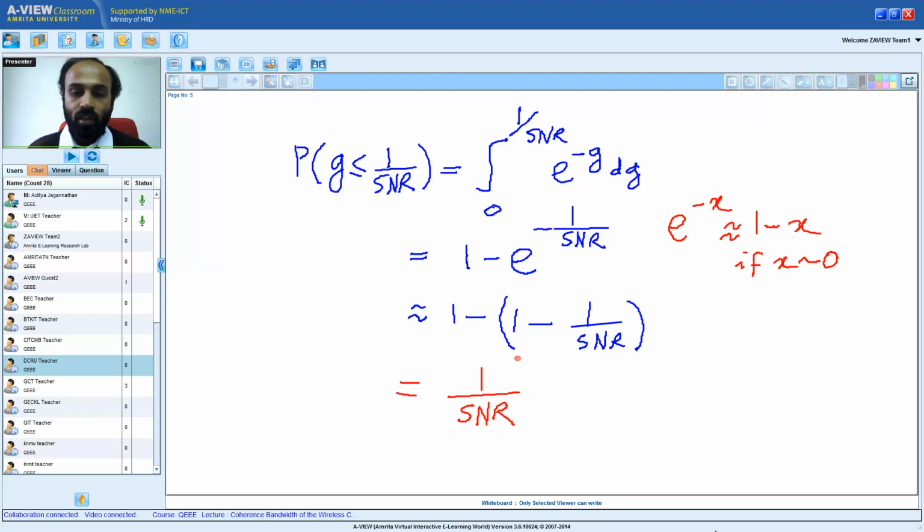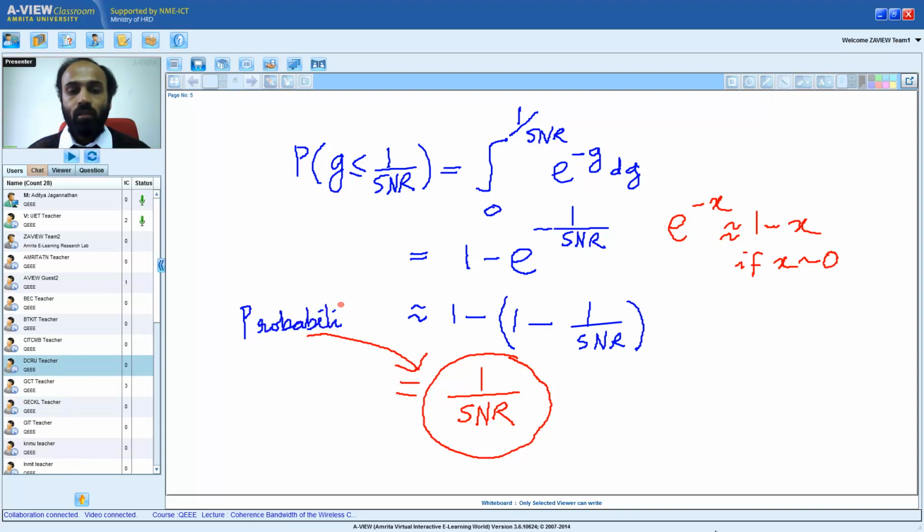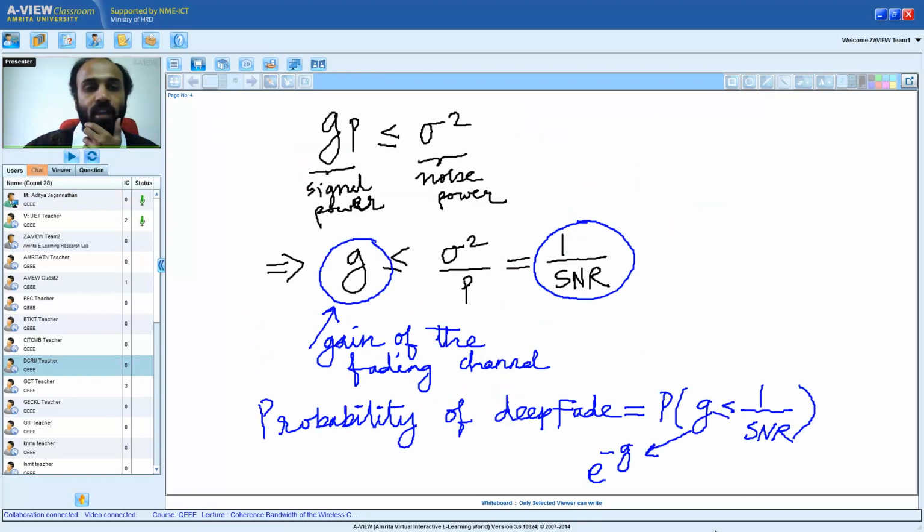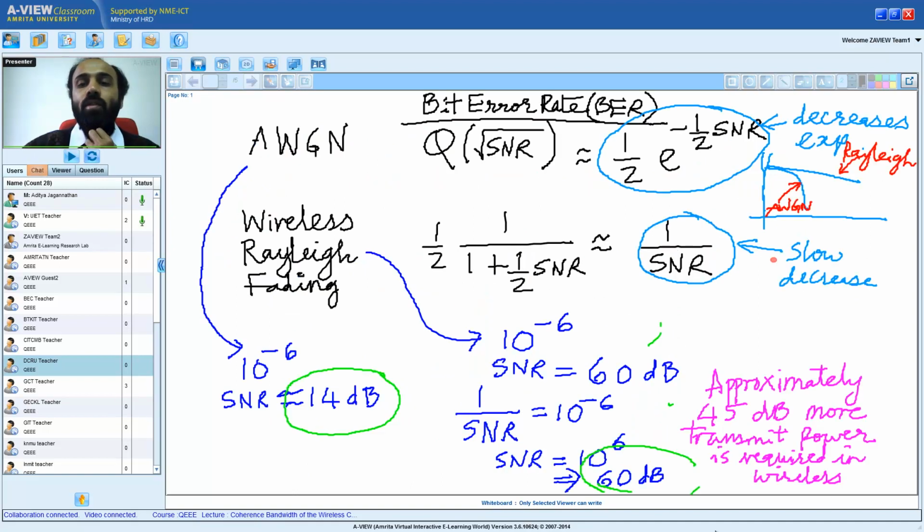Now look at this: what is this 1 over SNR? This 1 over SNR is the probability of deep fade. Let me go a little bit back to what we said in the very first slide. If you go back to the first slide, what we said is this 1 over SNR is nothing but the bit error rate.